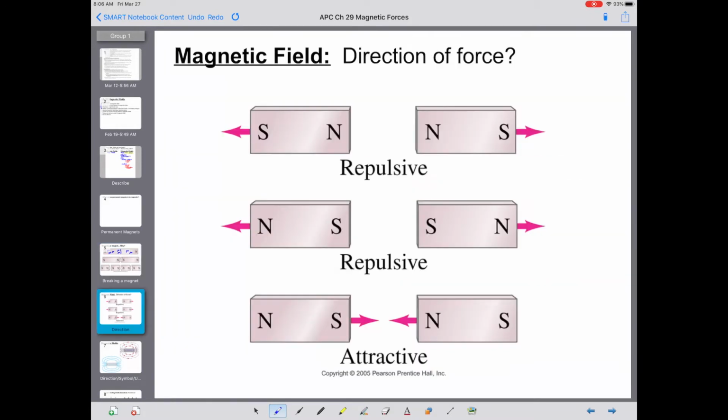Some general things about magnetic fields. Directions, kind of like charges: like charges repel, opposite charges attract. North poles, in terms of magnets, will repel each other. South poles will repel each other, or like poles repel. Opposite poles, north and south, attract to each other.